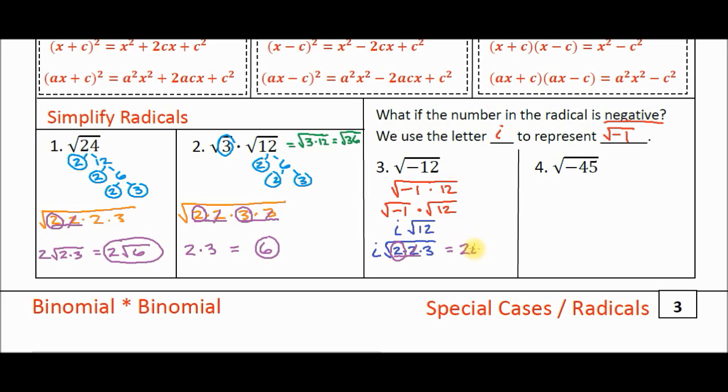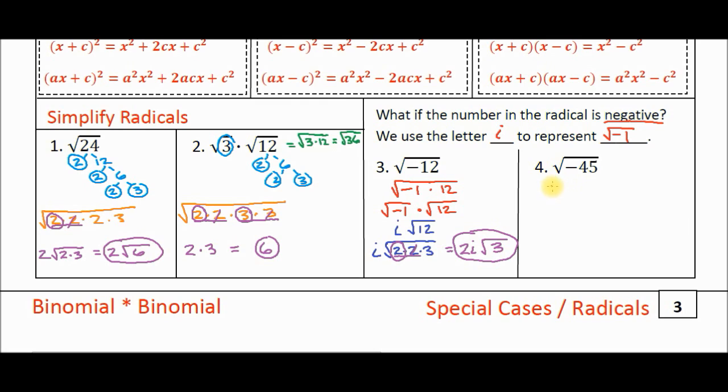Now we put our letter I to represent the square root of negative 1. And now we still have the 3 inside the radical. So this answer is actually 2I times the square root of 3. That is how we handle a negative number in a radical. Let's do number 4. One more example. Number 4, square root of negative 45.